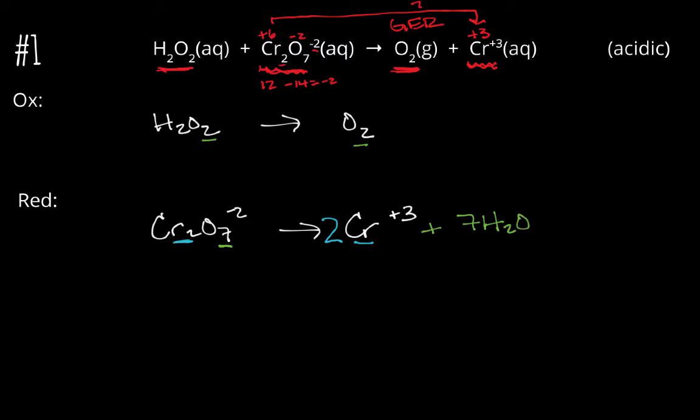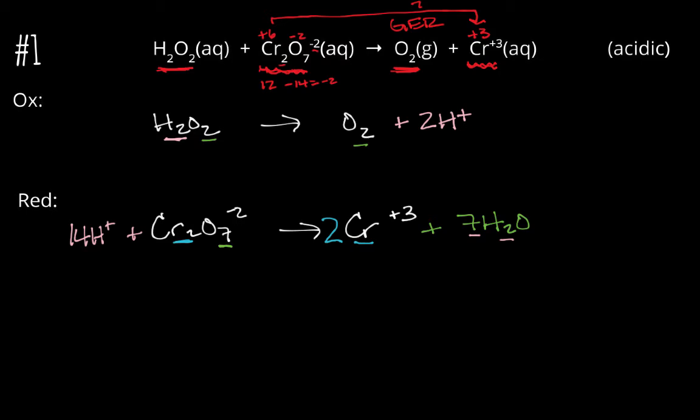Next, I have to balance the H's. There's 2 H's here, and I'm going to balance H's with H pluses. So I'm going to add 2 H plus over here. Down here, I have 7 times 2 is 14, so I'm going to add 14 H plus on the left. Okay, so now those are balanced.